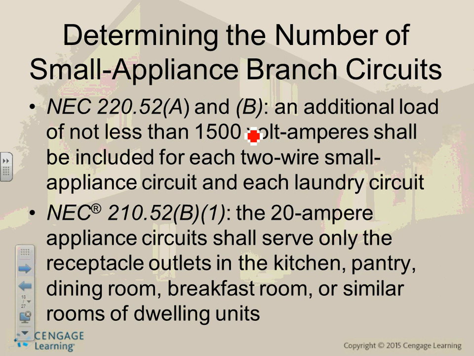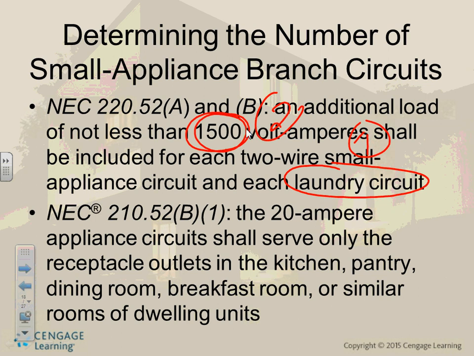Small appliances branch circuit, that's a name that must ring in your ear all the time. The small appliance branch circuits are two circuits dedicated to the kitchen. Two circuits dedicated to the kitchen, okay? They allocate 1,500 volt-amps for each circuit, as well as for the laundry circuit. Now remember, these are dedicated circuits, 20 amp each. So I have two of them here and one for the laundry.